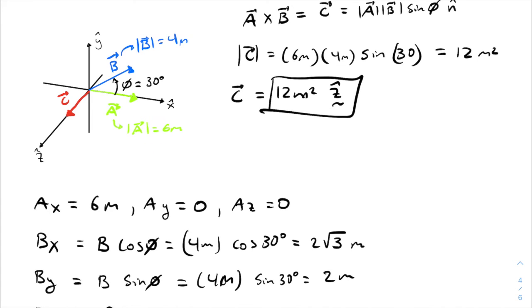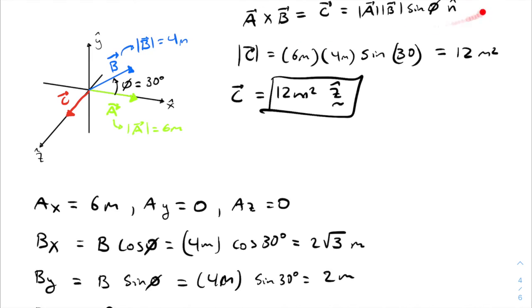Now let's look at an example in which we're given a vector A and a vector B, in which vector A has a magnitude of 6 meters and lies in the X coordinates, and vector B lies in the XY plane and makes an angle of 30 degrees with respect to the X coordinate, and the magnitude of vector B is equal to 4 meters. Okay, so we can do this problem in two ways. We can use this formula that we found before, or we can use the components to find our result.